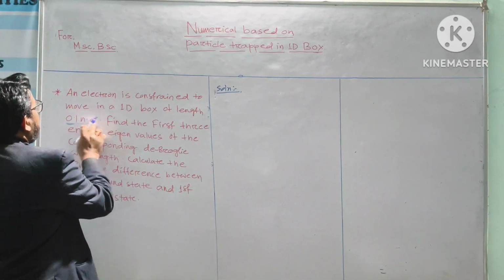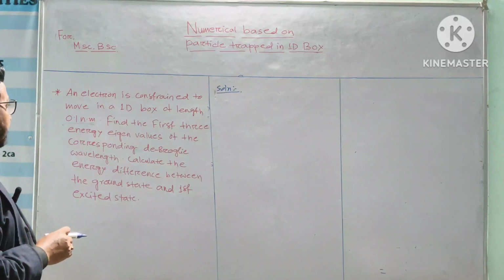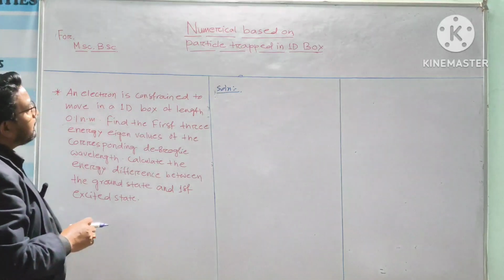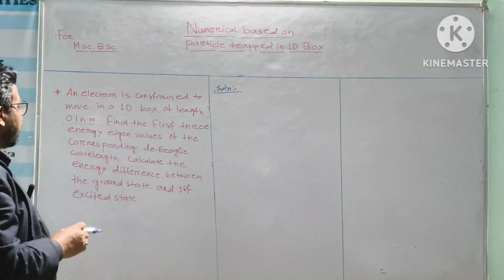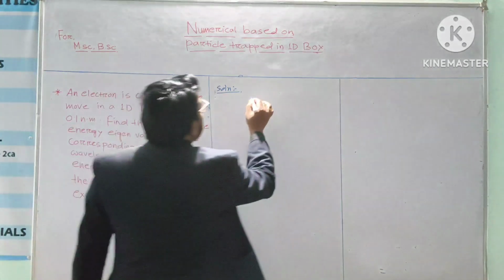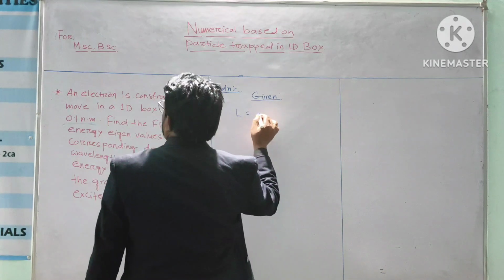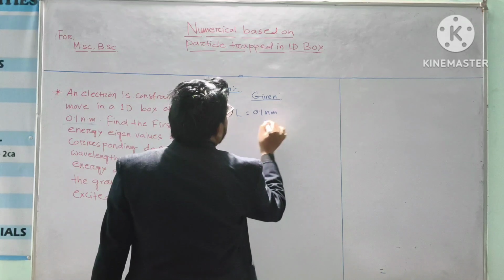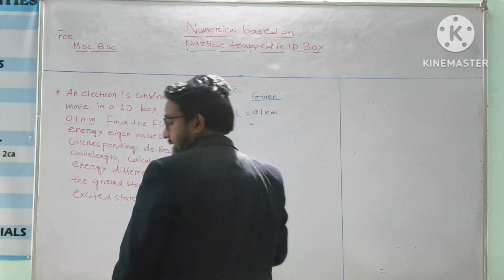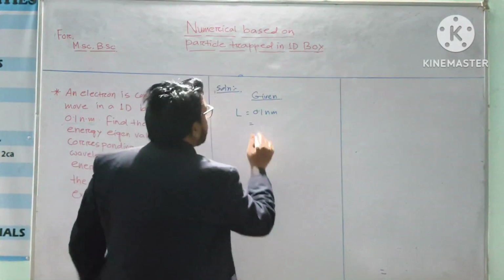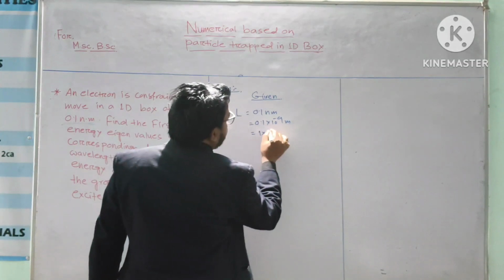This is clear that this is the length, that means the width of the potential well. An electron is constrained to move in a one-dimensional potential box of length 0.1 nanometer. So length of the one-dimensional box is 0.1 nanometer. So given L equal 0.1 nanometer. As we know that nanometer is not an SI unit of length, so it should be converted into the SI system. So we can write 0.1 nanometer equal to 0.1 into 10 to the power minus 9 meter, and this is equal to 1 into 10 to the power minus 10 meter.